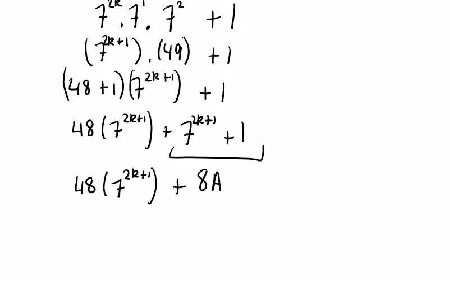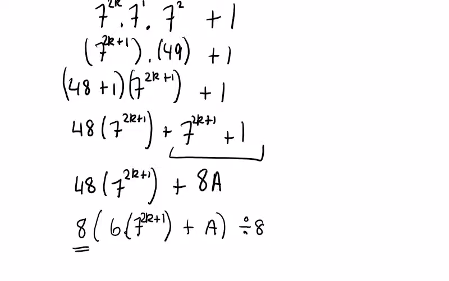plus 8a. To show it's divisible by 8, I'm going to factor 8 out of both of them. So that's going to be 8 times 6, 8 or 48. So 7 to the power of 2k plus 1 by my 6, and then plus 8, which is divisible by 8 because we're making 8 a factor. Therefore, proposition k plus 1 is true, and so on until you get full marks.